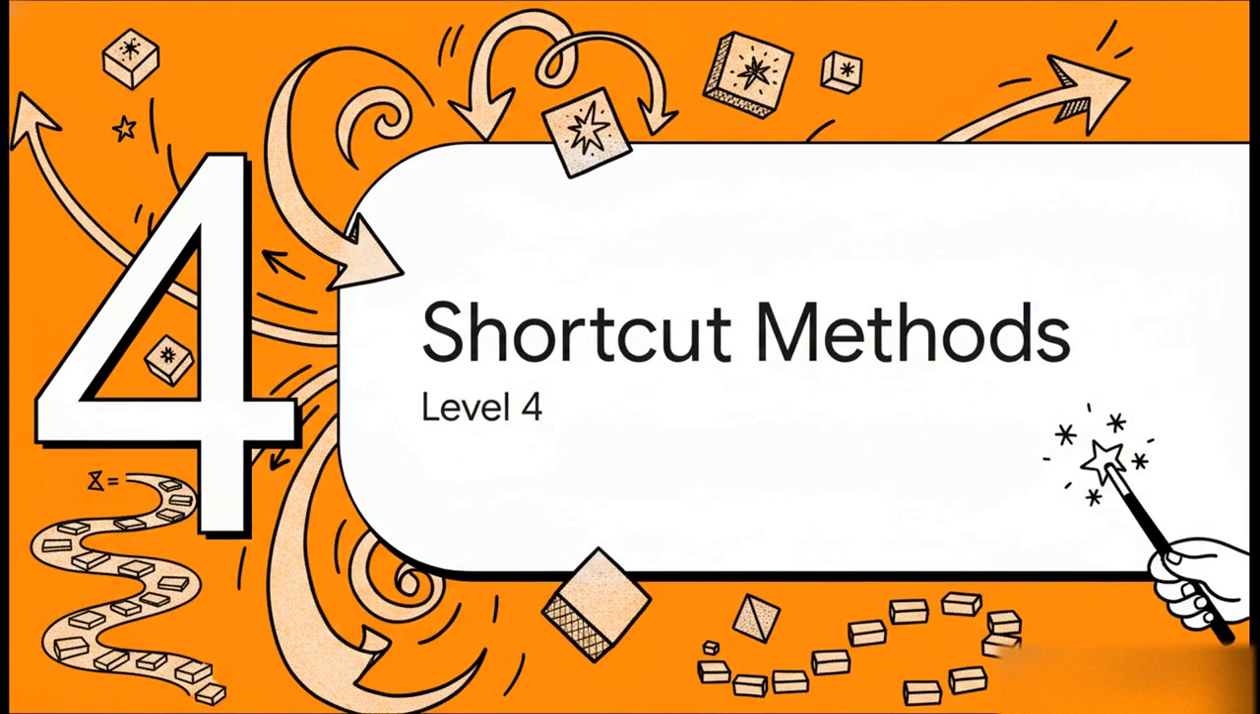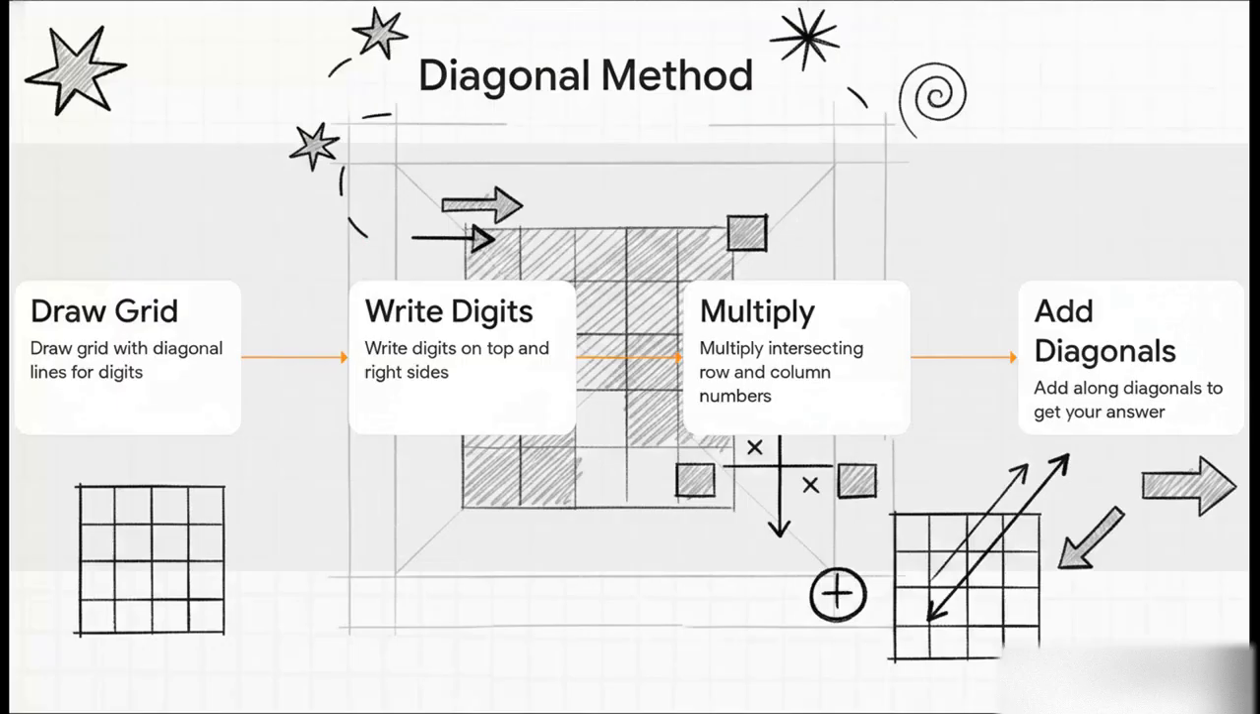All right, advancing to level 4, shortcut methods for calculation. I'm going to reveal a visual magic trick for calculating the squares of large numbers without getting all tangled up in standard long multiplication.